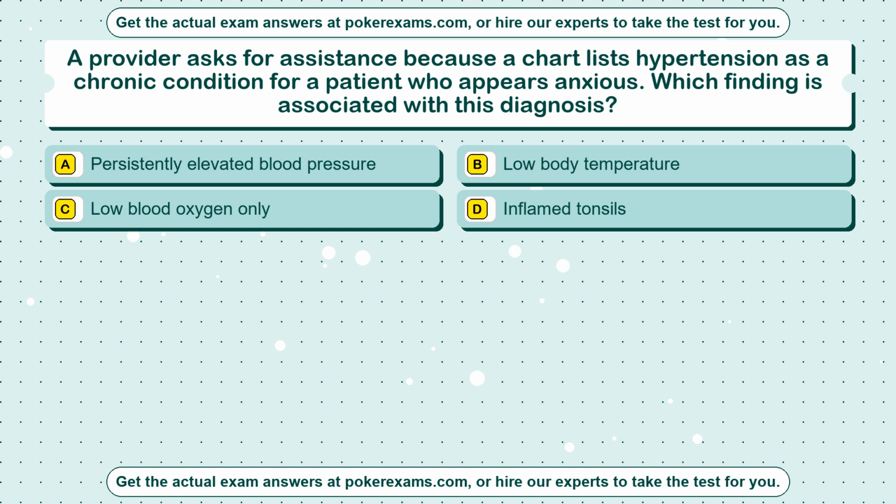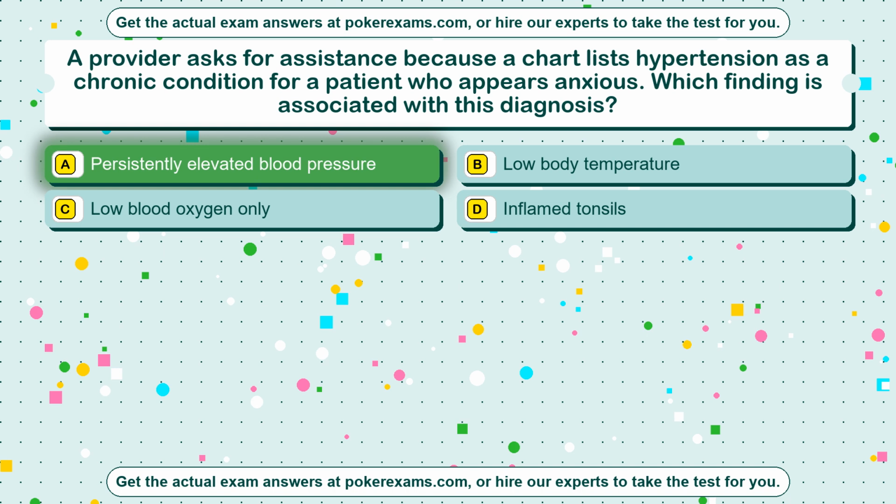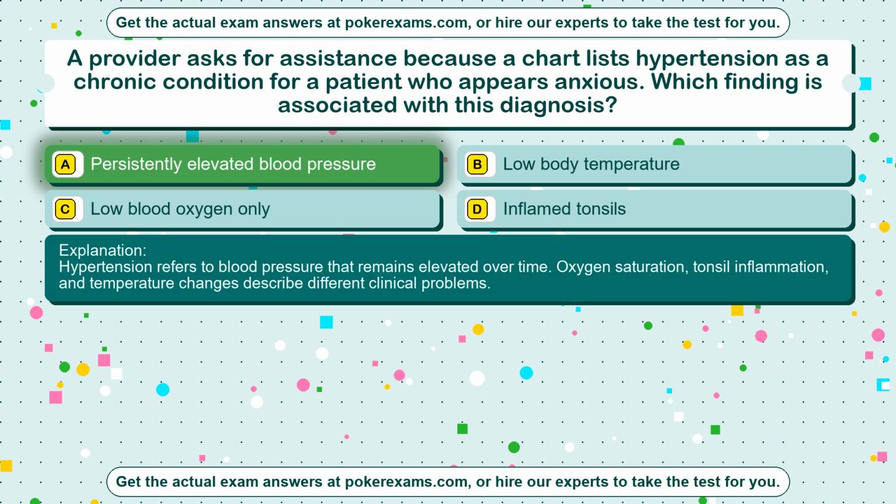Question 54. A provider asks for assistance because a chart lists hypertension as a chronic condition for a patient who appears anxious. Which finding is associated with this diagnosis? Option A, persistently elevated blood pressure. Option B, low body temperature. Option C, low blood oxygen only. Option D, inflamed tonsils. The correct answer is option A, persistently elevated blood pressure. Hypertension refers to blood pressure that remains elevated over time. Oxygen saturation, tonsil inflammation, and temperature changes describe different clinical problems.